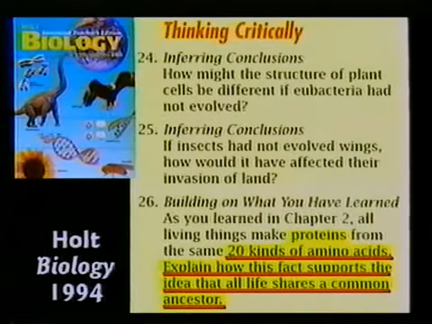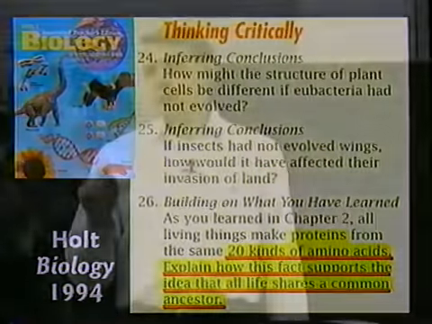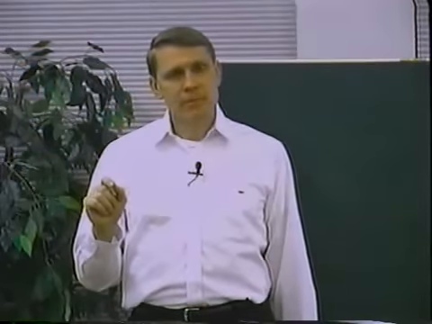Look at this, number 26. As you learned in Chapter 2, all living things make proteins from the same 20 kinds of amino acids. Let's back up a little bit here. An amino acid is sort of like a letter of the alphabet. There are 26 letters in the English alphabet. Would you agree that all English words are made out of those 26 letters? The little words and the big words all made from the same 26 letters. Okay? The proteins in your body, you have protein for your fingernails, protein for hair, protein for eyeballs, protein for skin, protein for muscle. All proteins are made from the same 20 amino acids.